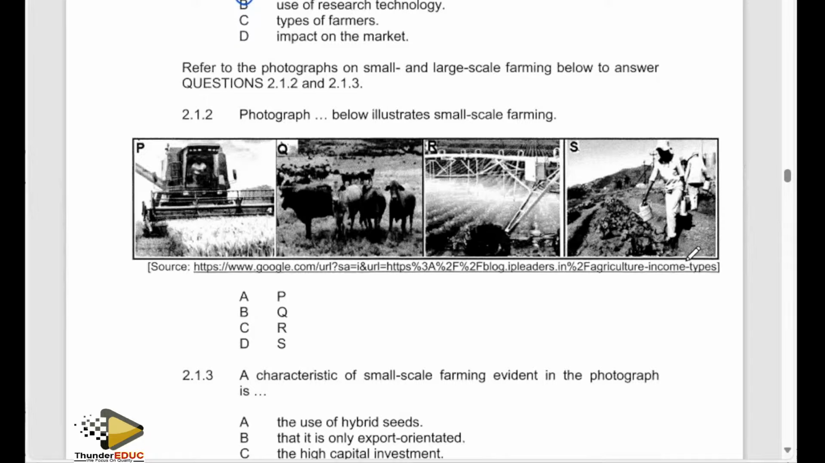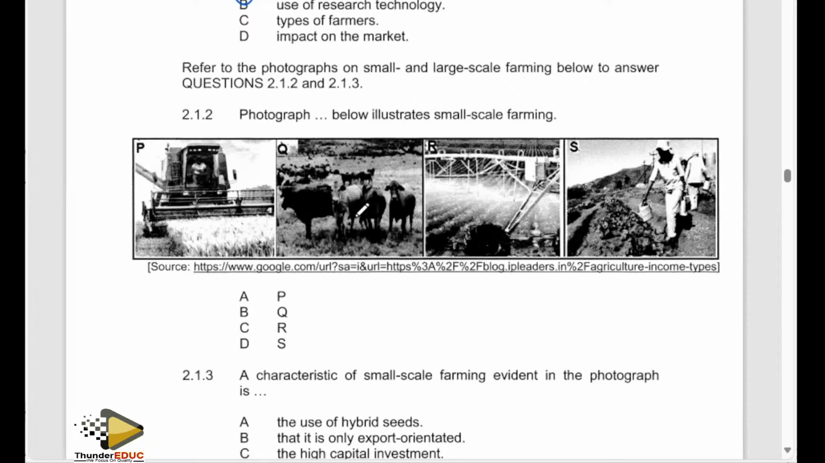So we want to identify the one which is small scale. Small scale, in the previous question, we said they use relatively smaller pieces of land. We cannot have a combined harvester over 1 hectare. That does not make sense, which means the land is big here. Given that we are having that big and expensive machinery, you cannot buy a combined harvester to harvest 1 hectare of land. It does not make economic sense.